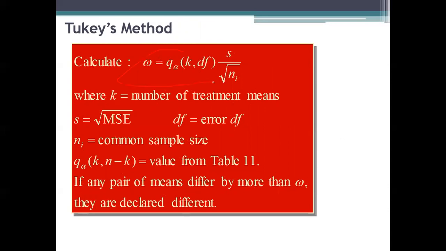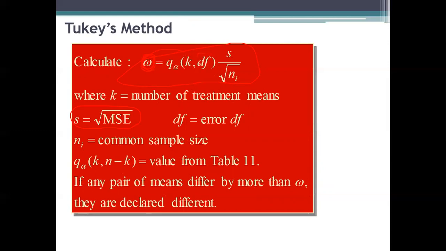Okay, this is the formula for the Tukey method, and this W-like symbol is called omega. This is the formula of the Tukey method, where omega is equal to Q alpha, with K and the degrees of freedom, times the value of S. S, for the Tukey calculation method, refers to the square root of MSE, so S divided by the square root of n.